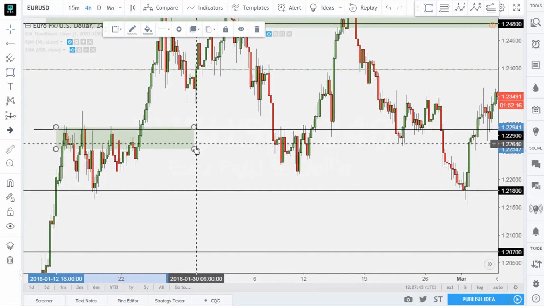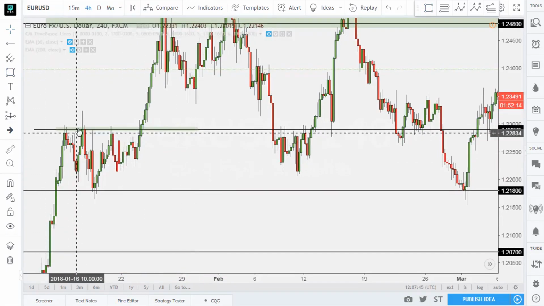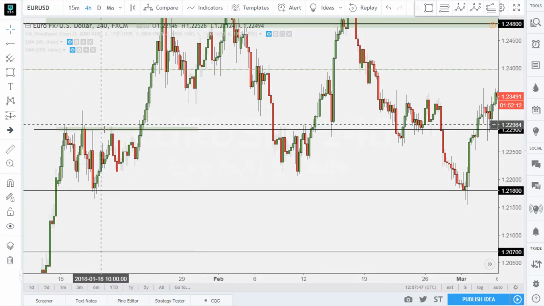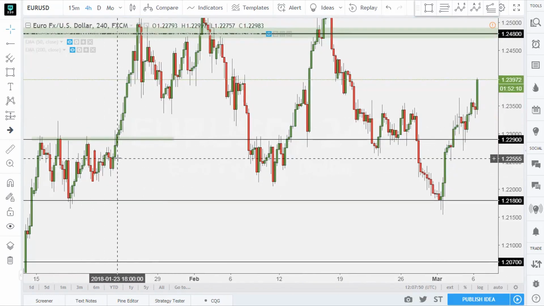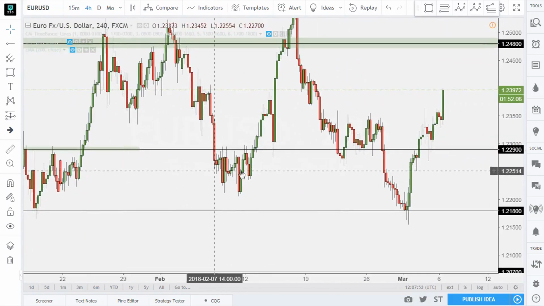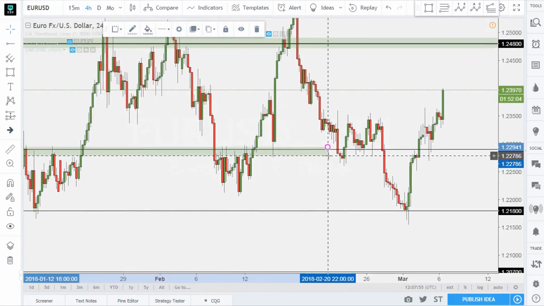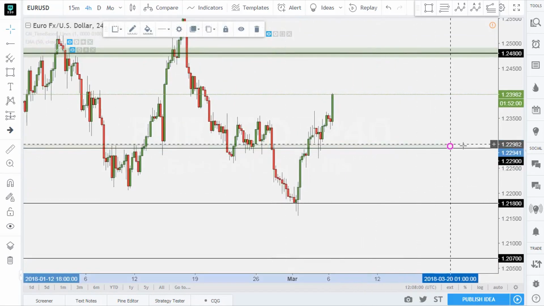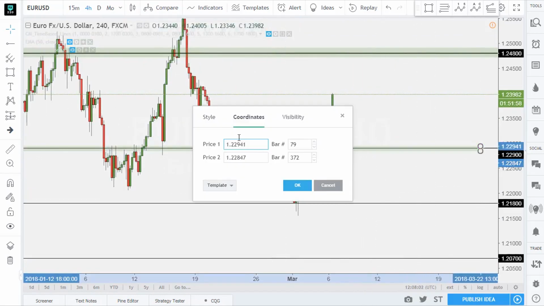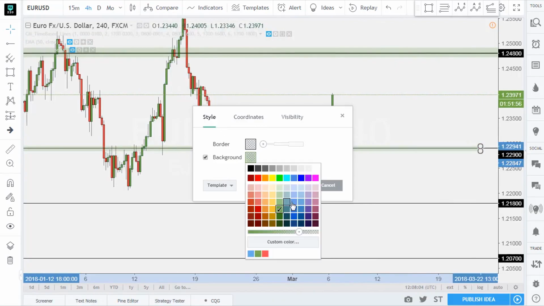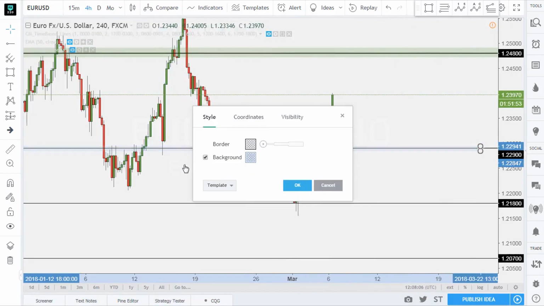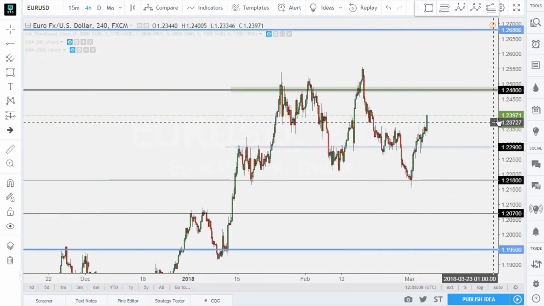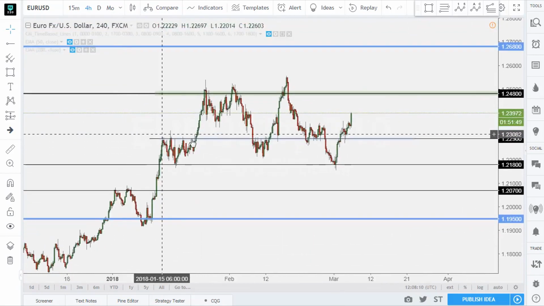Couldn't break above it many times, and then when it broke, we have this small retest and price did go all the way up. So same thing here, you can extend this. You can change its color, put it on blue or green or anything. So you know now what the different levels represent.